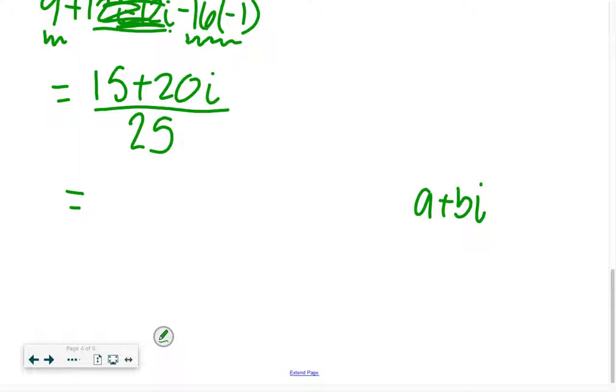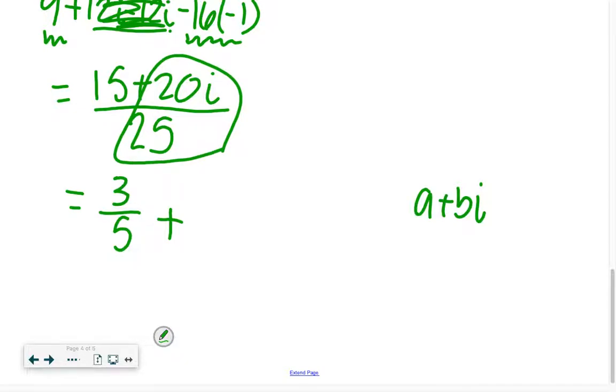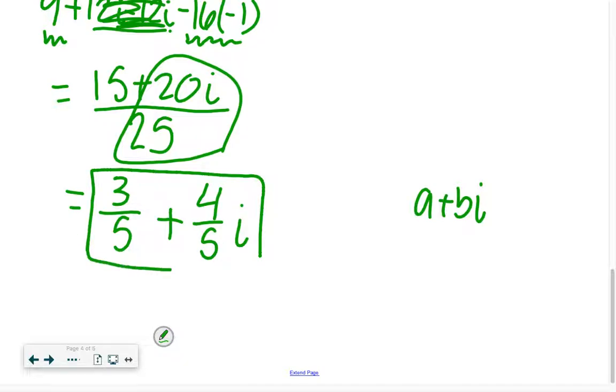3 over 5. Yeah, 5 goes in both of them. 5 goes in 15 3 times. 5 goes in 25 5 times. Plus, now I have 20i over 25, this part. If I simplify that, what do I get? 4 over 5i. Or you can write 4i over 5, that's fine. This is our final answer.